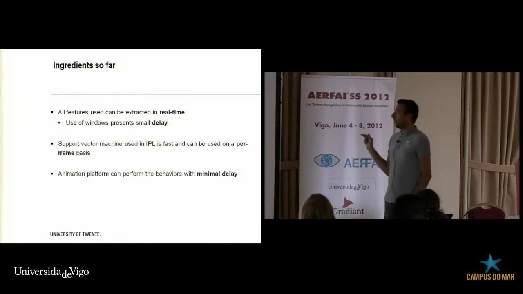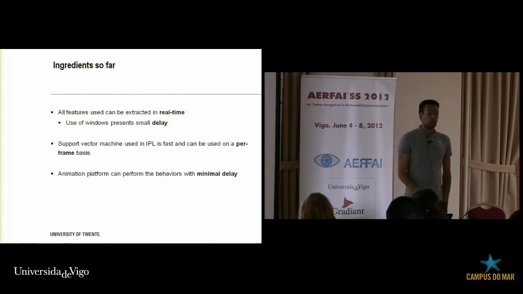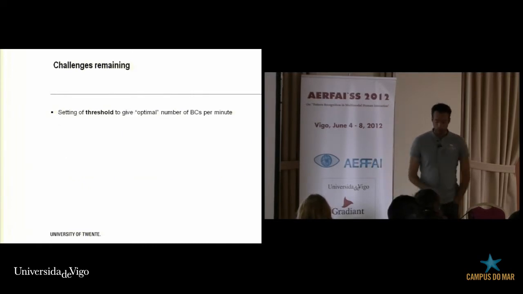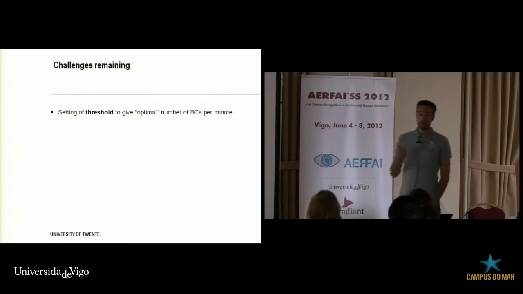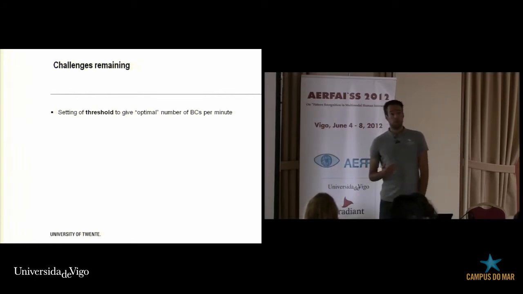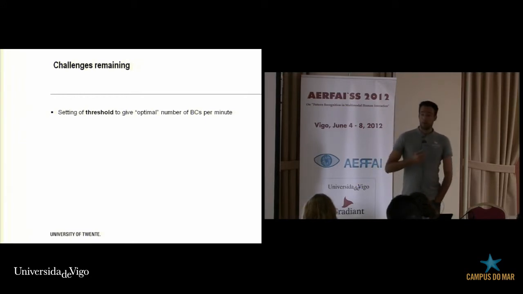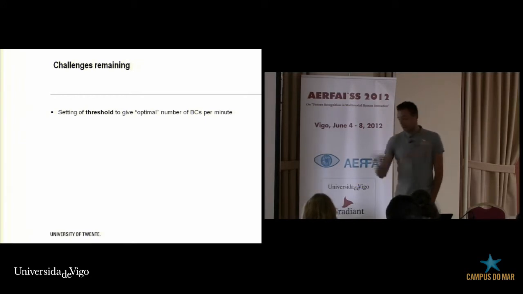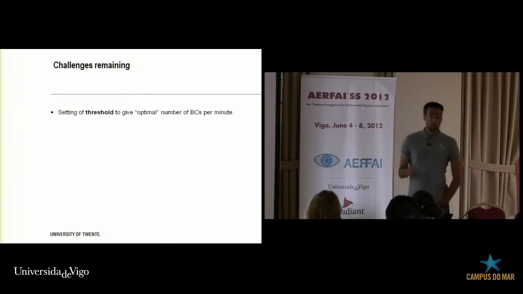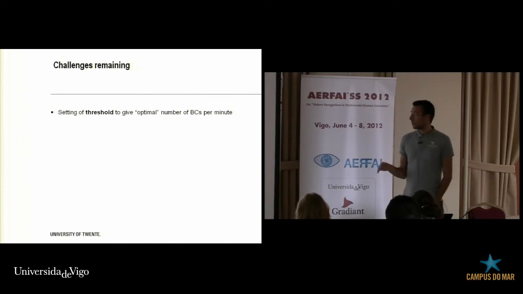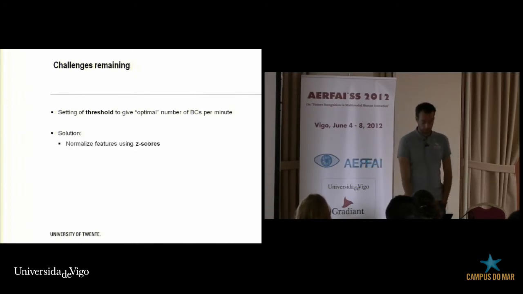So these three things, the observation, the modeling, and the generation, can all be done really fast. That's important so we can have a real-time conversation. One of the two challenges that remain is the setting of the threshold. We saw before that we did this offline. So we had to calculate everything, try different thresholds, and then see which one worked best, which gave the optimal number of back channels. We cannot do that now because we don't know what's going to happen in 1 minute.